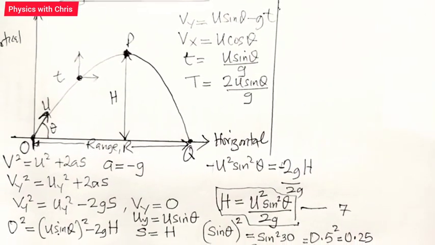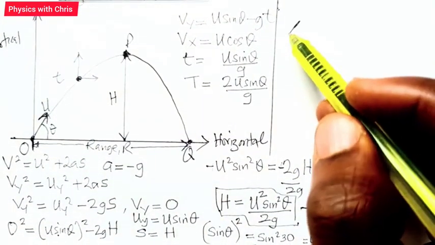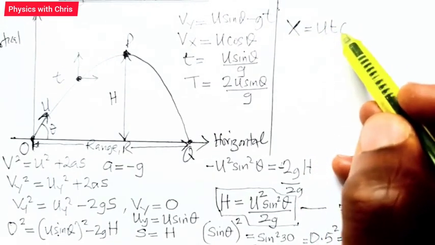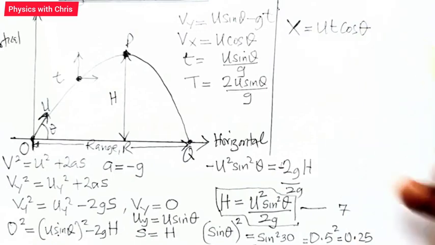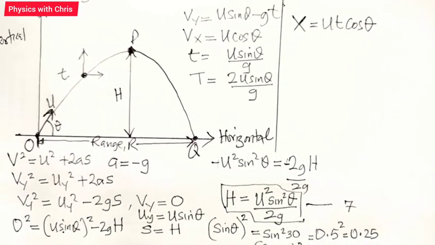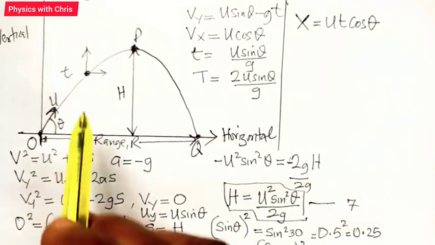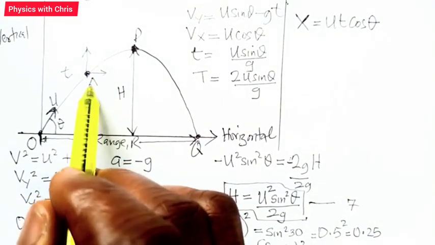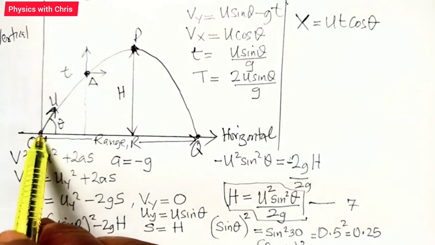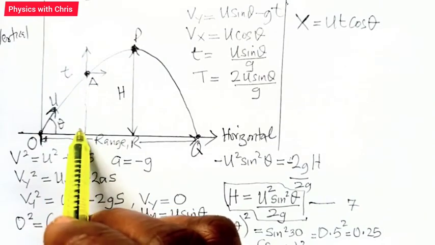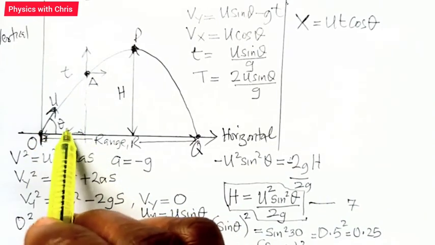Now, being the horizontal parameter, I can start by recalling this equation: x equals u t cos theta. Start with this equation. Now, recall what I said in the last video, that x is like a distance covered. Let's say the projectile is at point A. The horizontal distance from point O to the foot of the particle at A is your x.